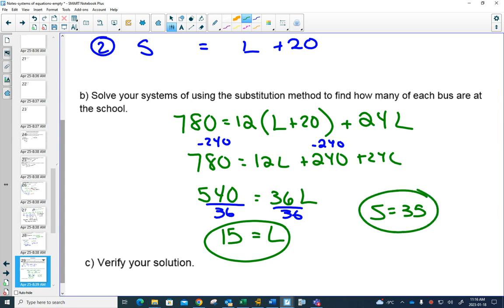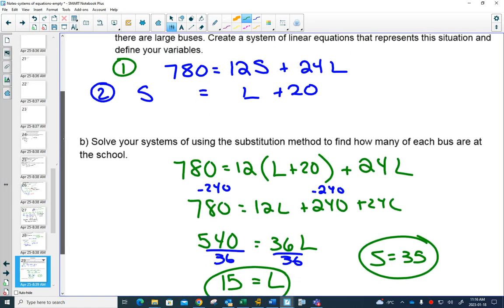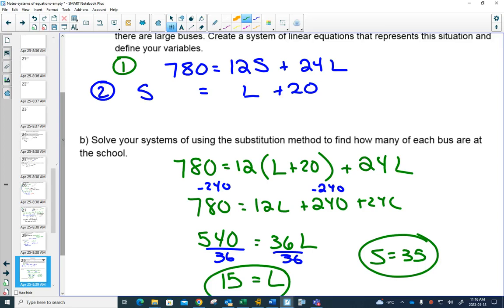Question? Can you scroll back up to A for a second? I can scroll back up to A. Is that far enough? Yeah, thanks. That's okay. And then part C says verify. Well, it's pretty easy to see that equation 2 works. I'm going to have to do a little bit of math, right? 35 times 12 plus 24 times 15. Type it in my calculator. It equals 780. So I can check to make sure that it works.